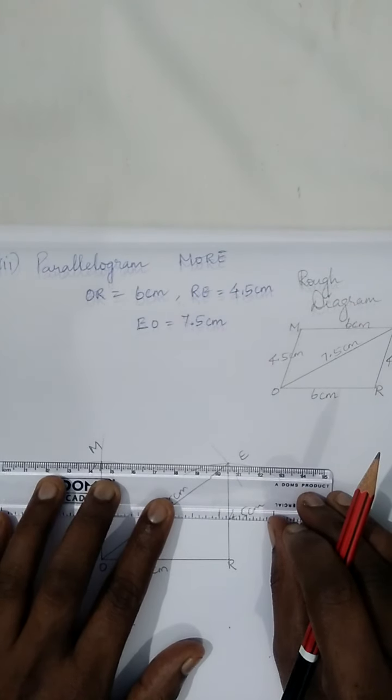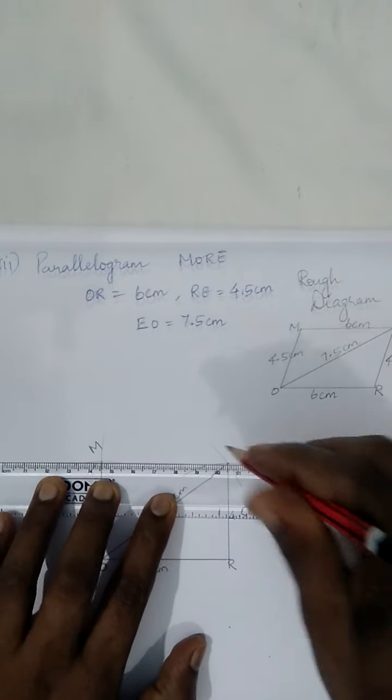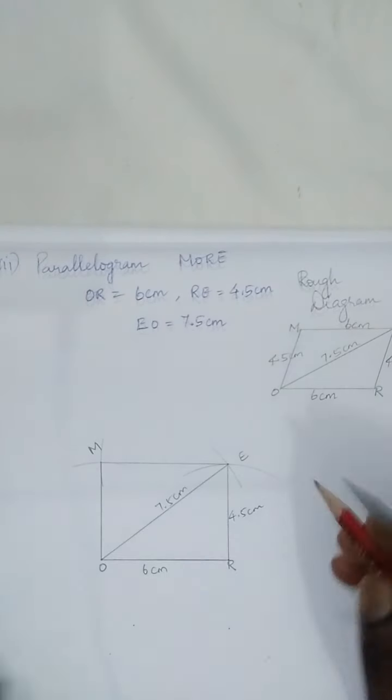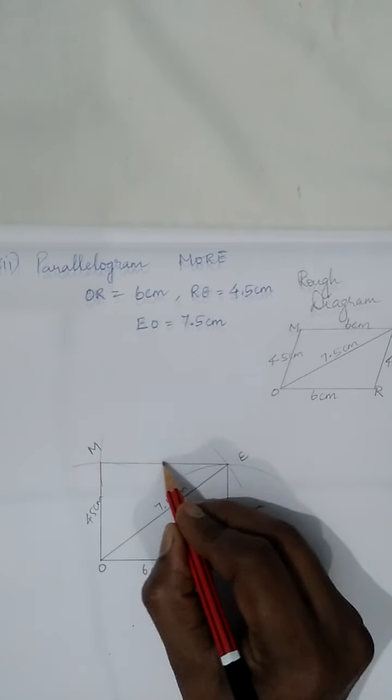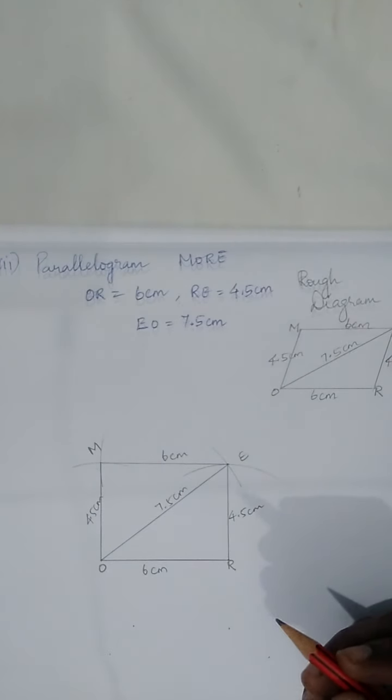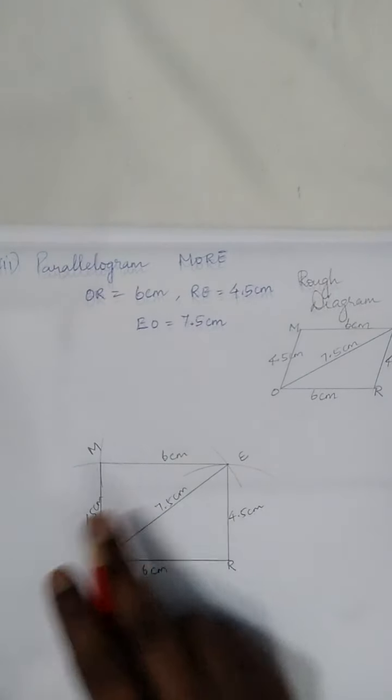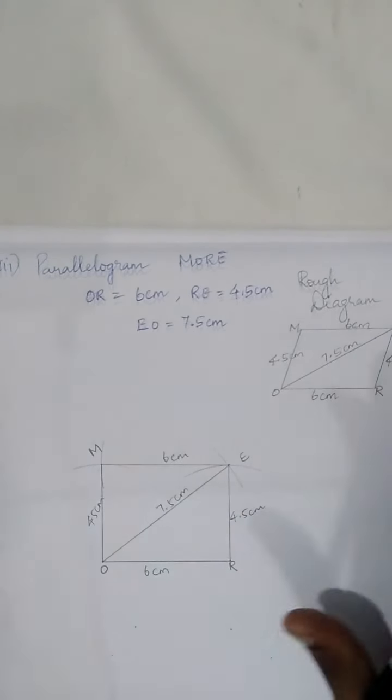Then M and E. That's all. So let's write 4.5 centimeter and 6 centimeter. And now the parallelogram MORE is constructed.